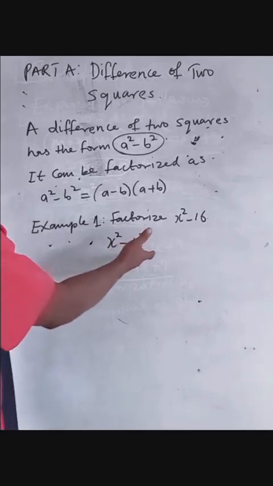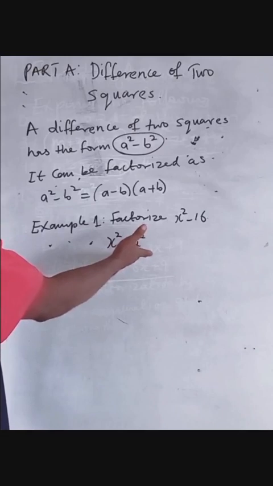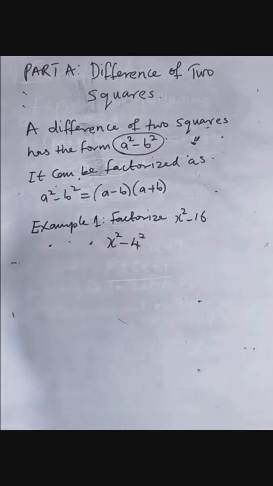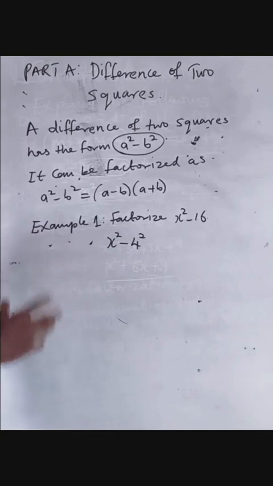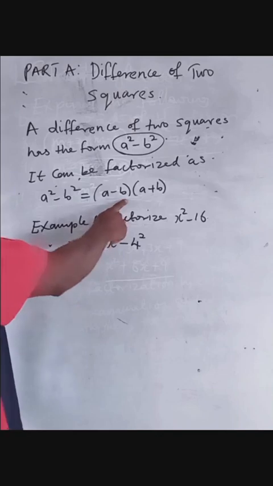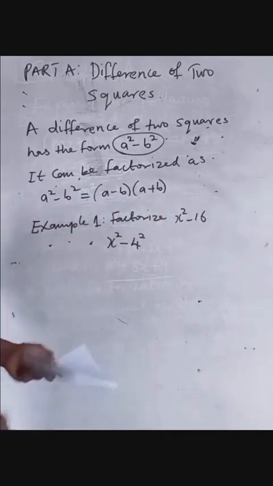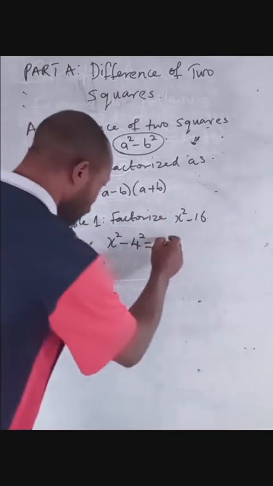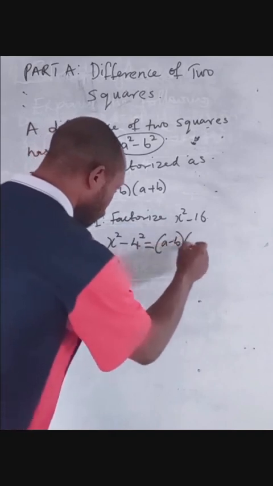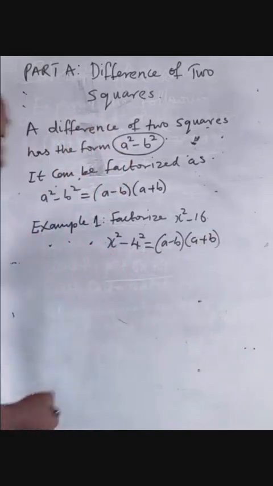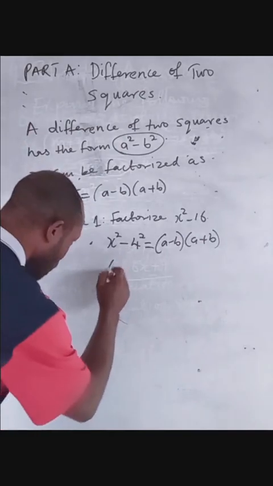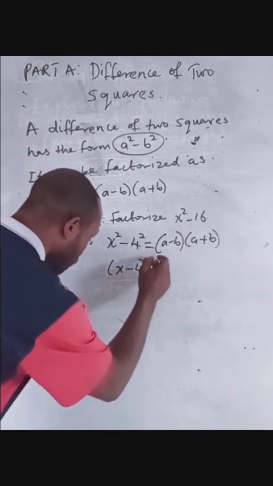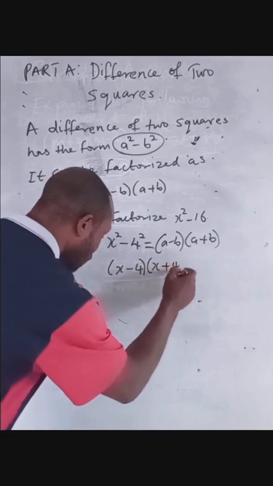Now, this has the form of difference of two squares: x squared minus 4 squared. Therefore, I can apply this formula, a minus b, a plus b. If I do that, this expression becomes x minus 4, x plus 4.